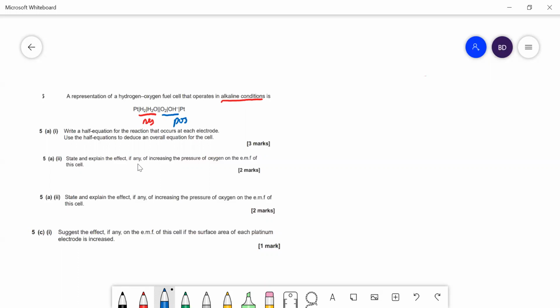I would do it this way. It says write half equations for the reaction that occurs at each electrode. Let's start off with the negative one. We've got H2 gas going to H2O. Now the hydrogen, let's look at the oxidation numbers. The hydrogen is oxidation number 0 there and +1 there. So that means the hydrogen has been oxidized, each hydrogen by 1 electron. There are 2 atoms, so we need to put 2e- on that side.